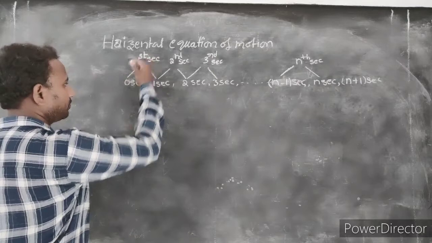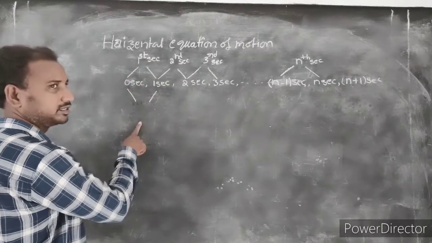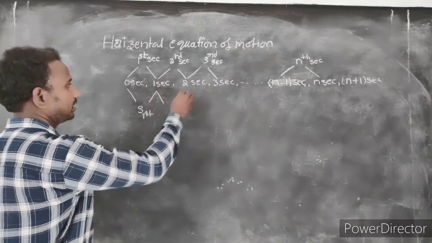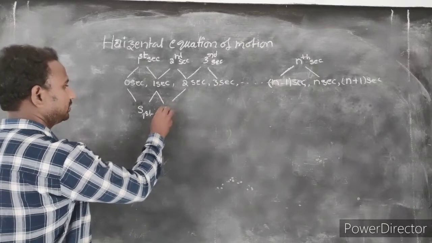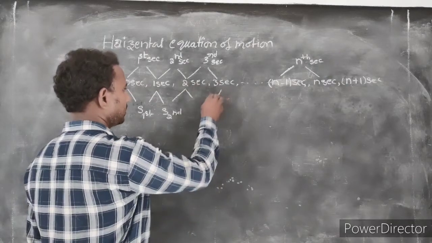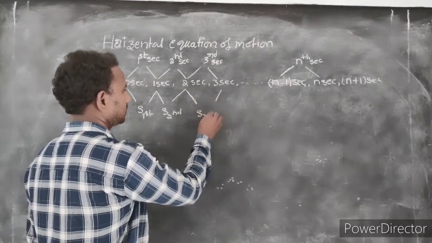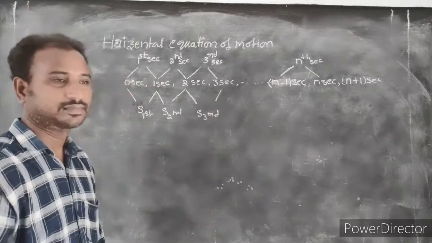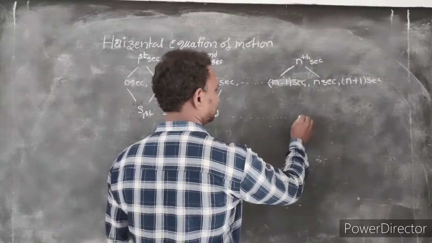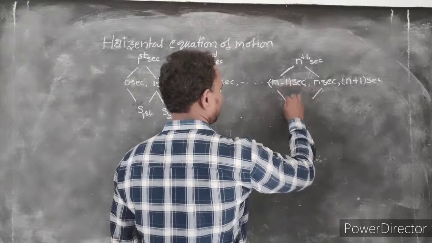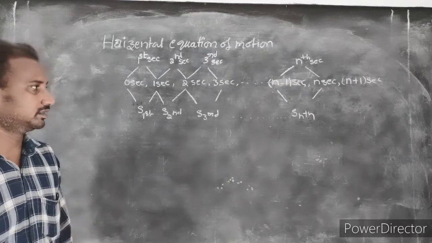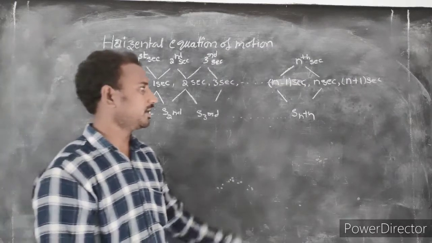So find the displacement in the first second. We have to calculate the displacement in the first second. Next, we calculate the displacement in the second second. Next, the displacement in the third second. Like that, we can calculate the displacement up to the nth second. So the displacement in the nth second is S_n. Understood? Now we can identify this point.